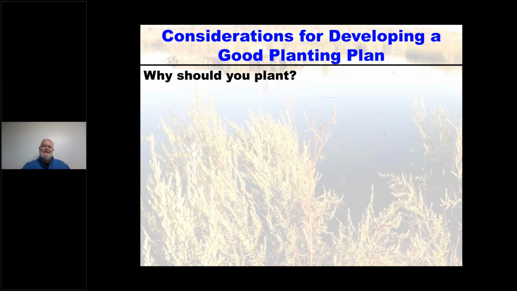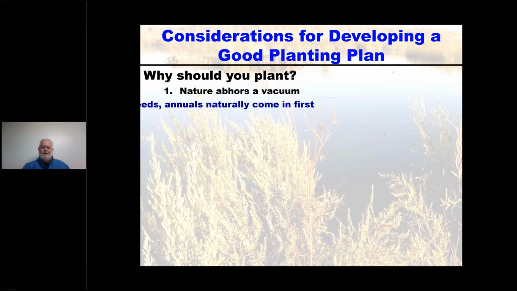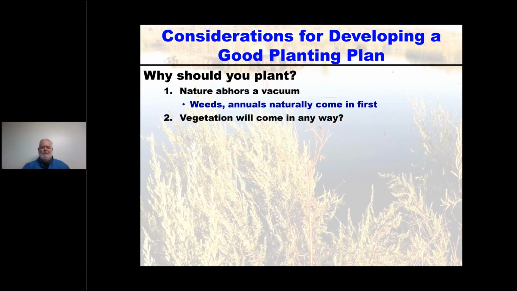Here's one that I get asked a lot: why should you plant? People always ask me this. The first thing I'd tell you is nature abhors a vacuum. And if you don't do something, nature will. Typically weeds and annuals will be the first ones to come in, and there's not a lot of ways that you're going to prevent that. But if you can add in some perennial species, that'll help a lot.